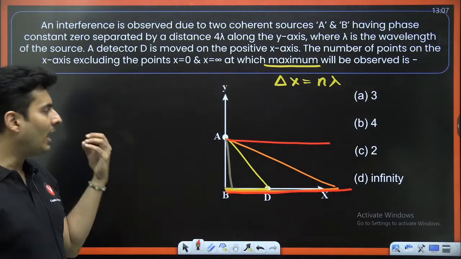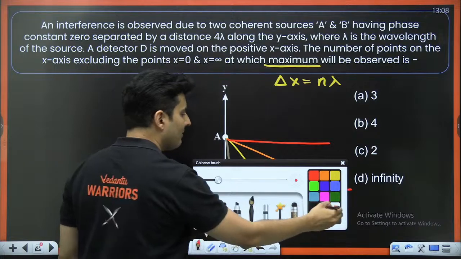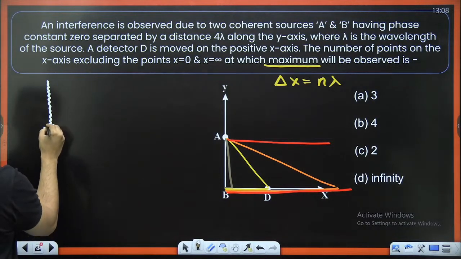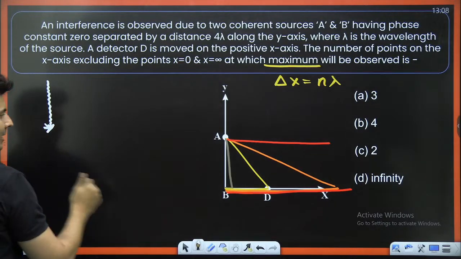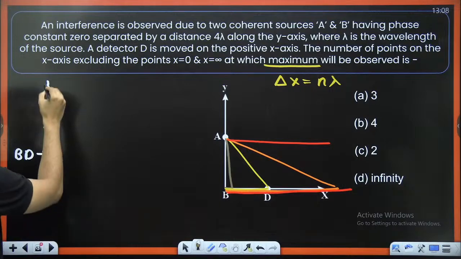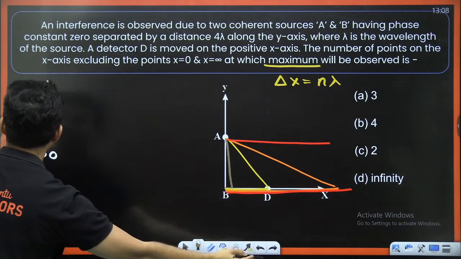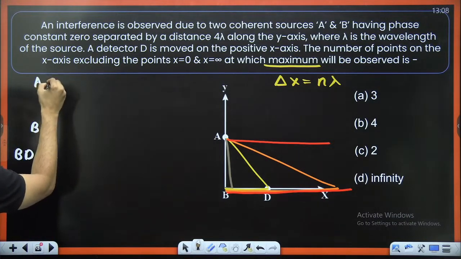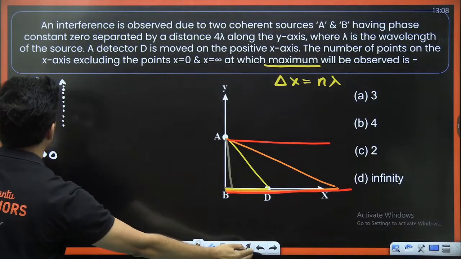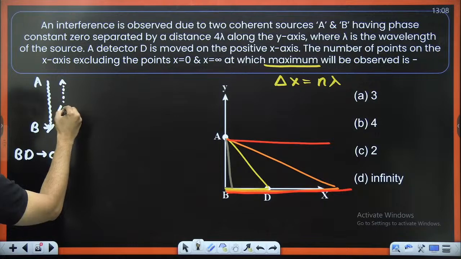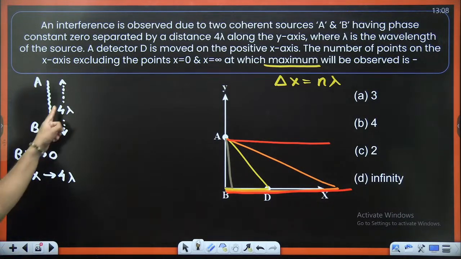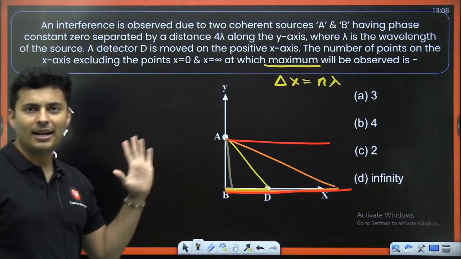From this, probably you are getting some idea of what is happening to the path difference. When you are very, very close, one of the waves is traveling like this, the other wave is hardly traveling anything at all. So when this distance BD tends to 0, that is when you are very close over here, what is the path difference from these two sources? I think it will be equal to the separation between them. How much is the separation mentioned to be? It is mentioned to be 4 times lambda. So can I say the path difference is close to 4 lambda? One wave travels 4 lambda, the other wave hardly has traveled anything.